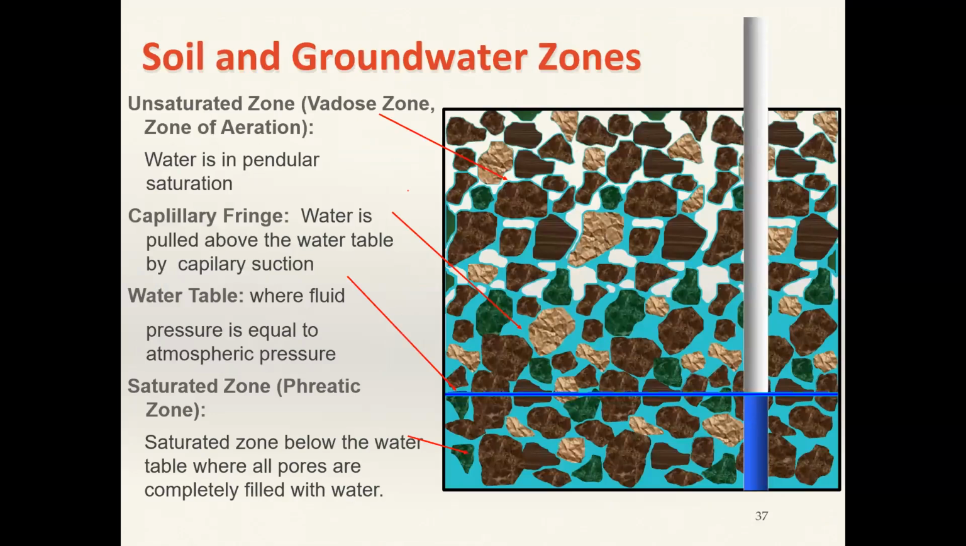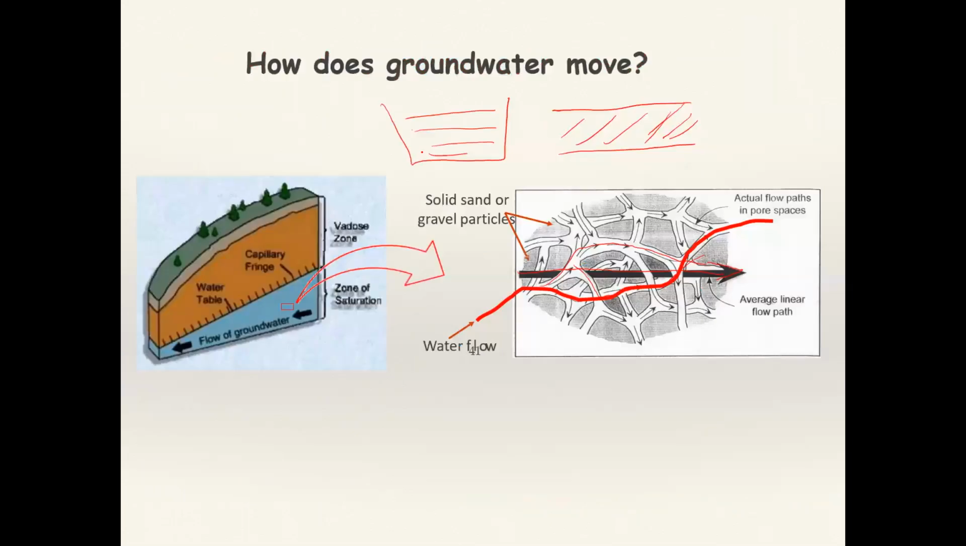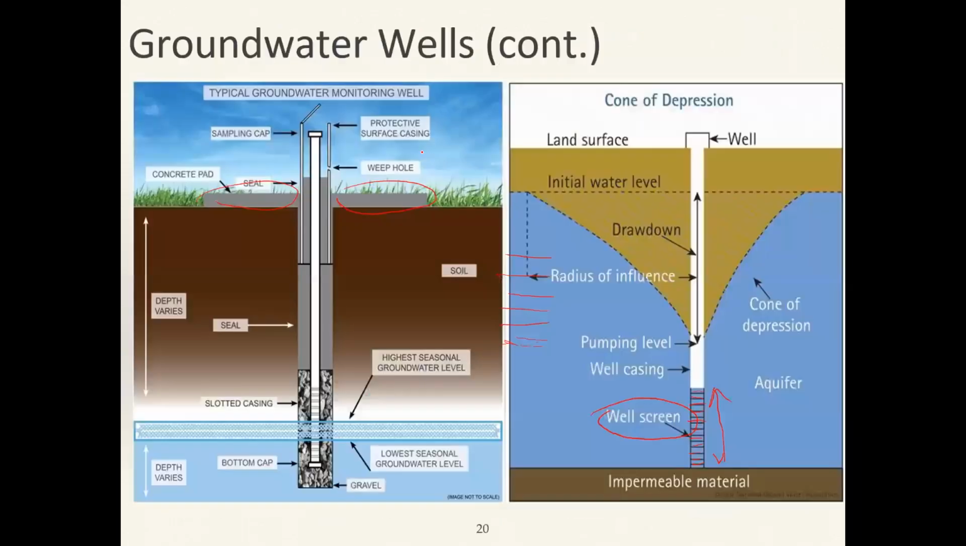Saturated thickness for the unconfined aquifer is like this. Let's say this is the impermeable layer, and this is the water table. In that case, this is the saturated thickness, right? So transmissivity is considered as the hydraulic conductivity multiplied by the saturated thickness, right?